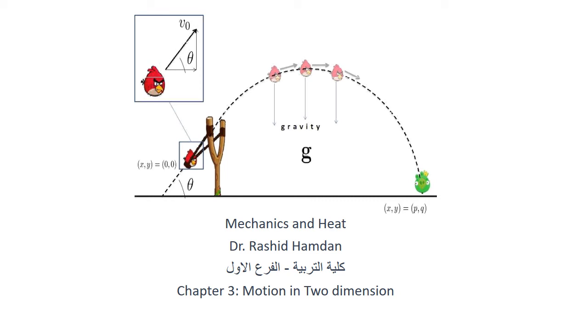Hello, in this chapter we're going to talk about motion in 2 dimensions, which is a continuation of what we talked about in the previous chapter, motion in 1 dimension. However, we're going to generalize what we learned about velocity and acceleration to more than 1 dimension.